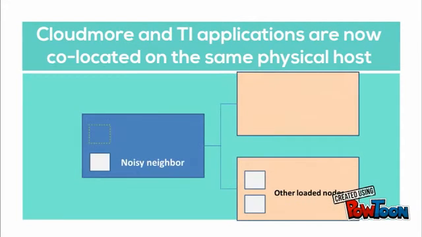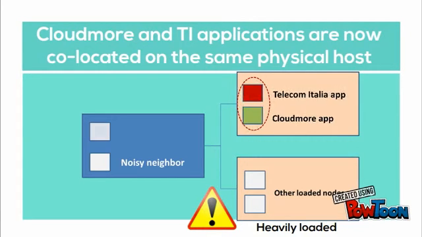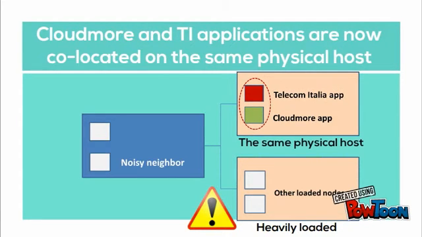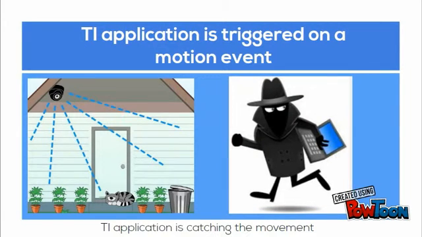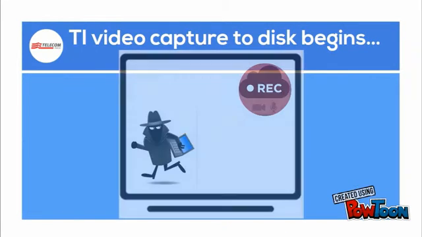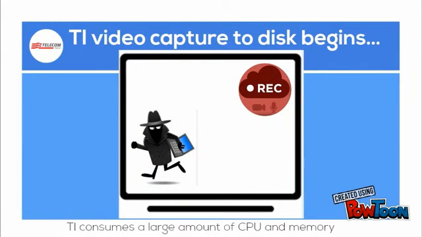The migration itself moved the CloudMore application to a physical host where the Telecom Italia application resides. For now, the security application is not active and is not consuming resources. However, as soon as a security camera detects a motion event, the Telecom Italia application is activated. The application starts capturing video to disk, consuming a large amount of CPU and memory.